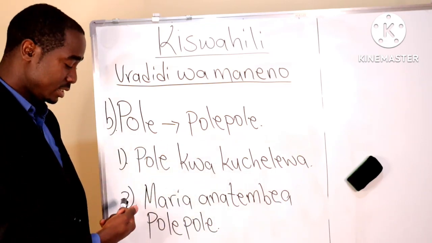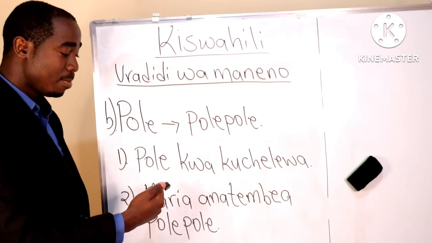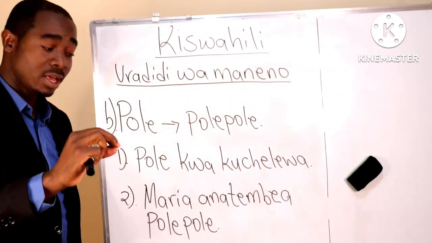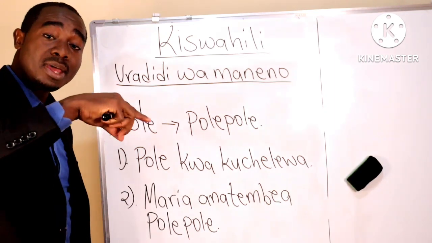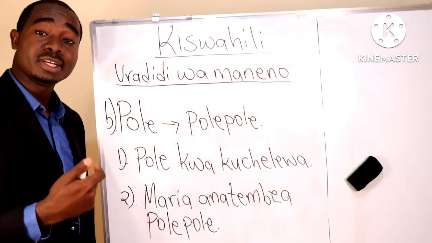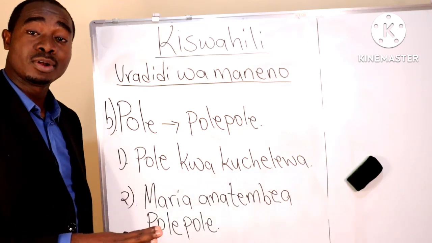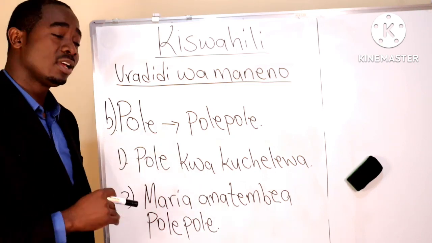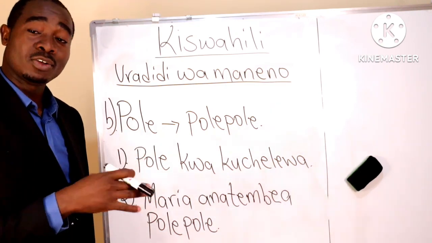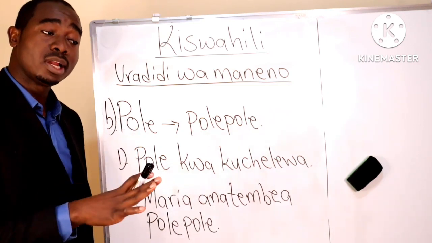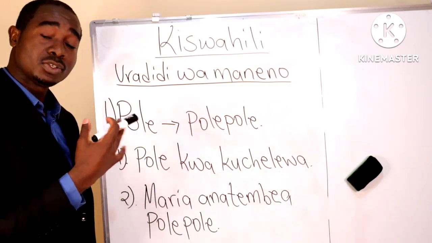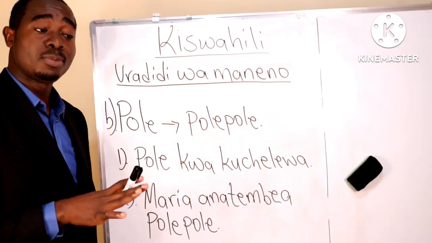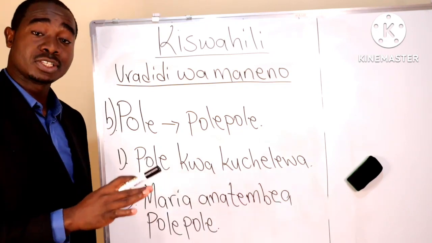Nambari ya pili, Maria anatembea pole pole. Maria is walking slowly. So this one is pole, this one is pole pole. But when you say pole, pole, now you'll be emphasizing that word pole. It means sorry, sorry. But when you just say pole pole, it means slowly, slowly.